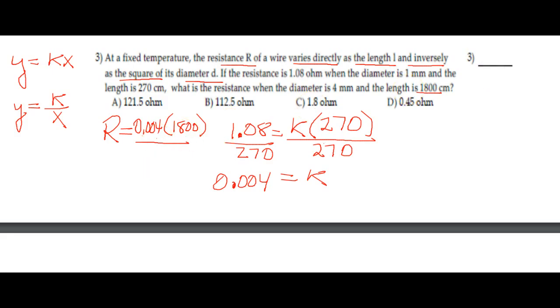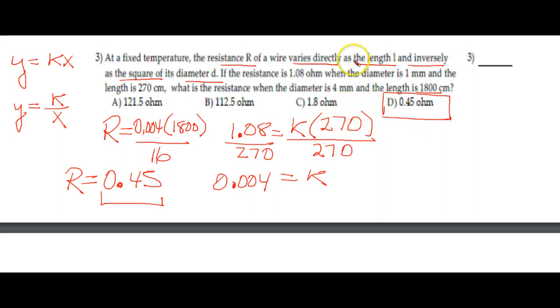Now you could write it out. That would be showing the work here. So when I put that into my calculator, I multiply this times this, divided by 16, I get 0.45. So D is our answer.